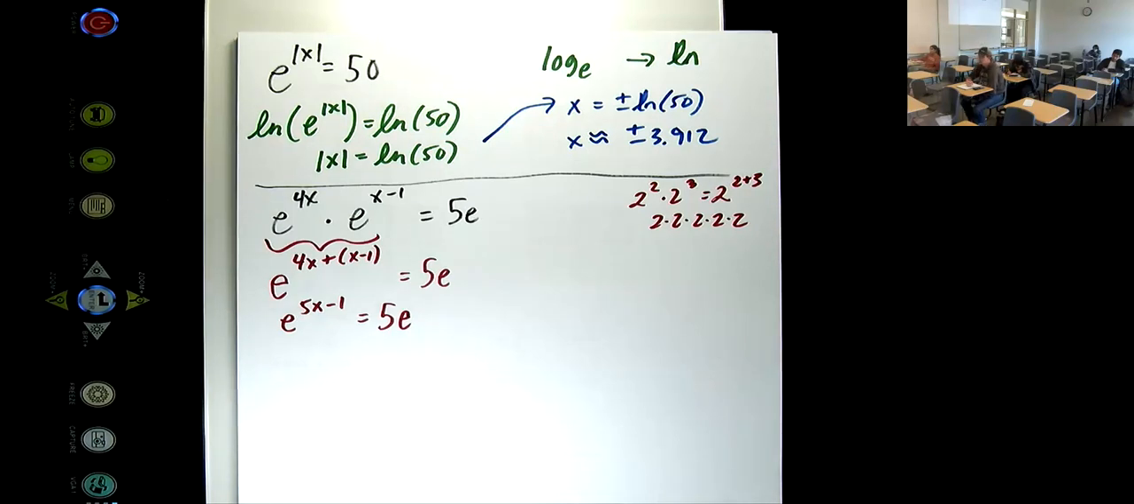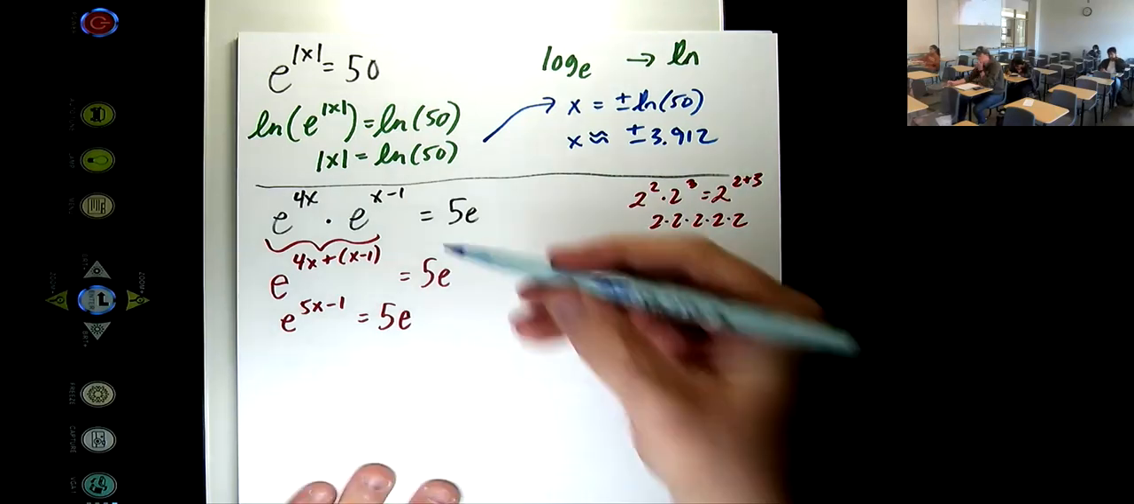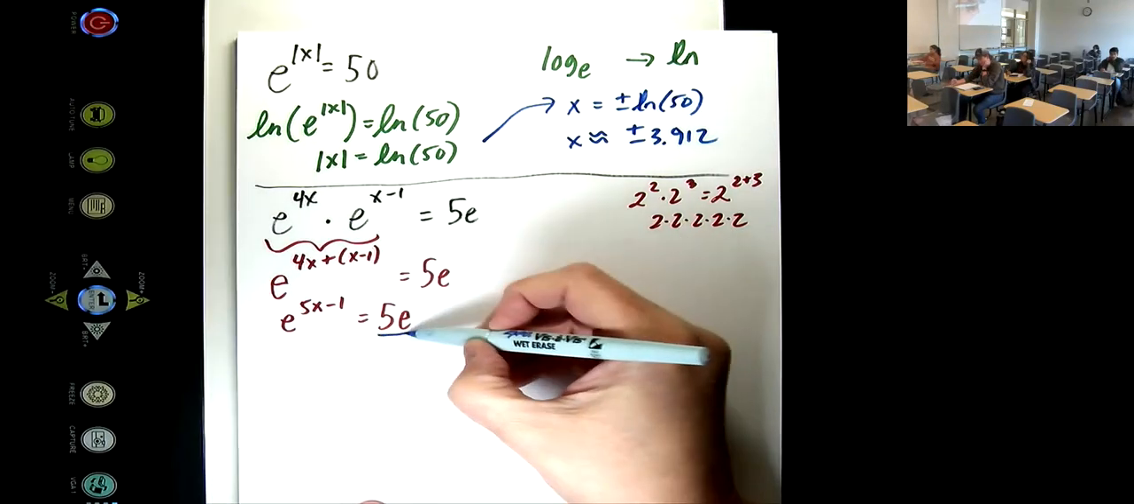You still have an issue. I can't do anything with that other e as it is. I don't really want to take the natural log of both sides yet, because the 5 is kind of messing things up, but I suppose I could. This just gets a little bit easier if we divide both sides by e.